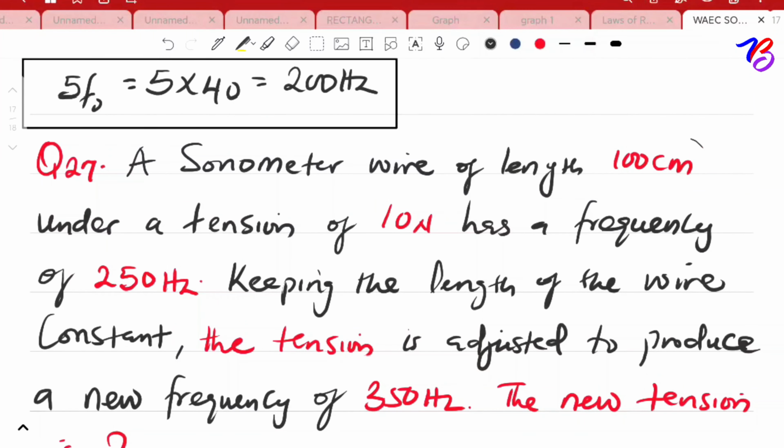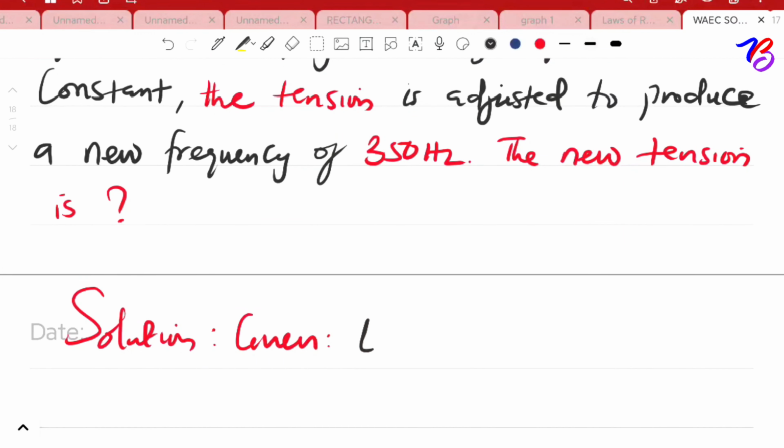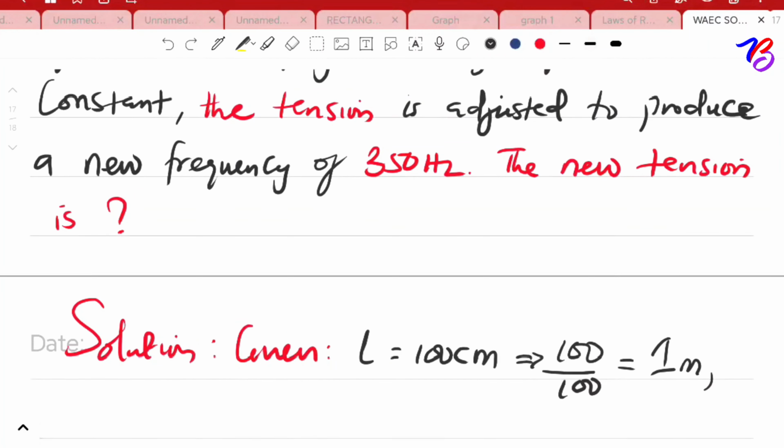The first is length of 100 centimeters. So our L is equal to 100 cm. You can decide to convert these to meters, okay? By doing so, you divide 100 by 100, which will give you 1 meter. Exactly. Let's go ahead to do that. 100 divided by 100 is equal to 1 meter. Okay? Then, let's proceed further with our triune component.